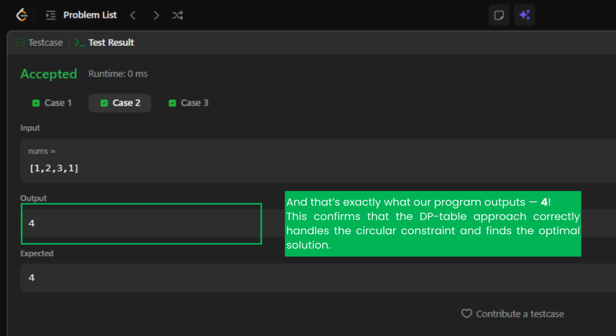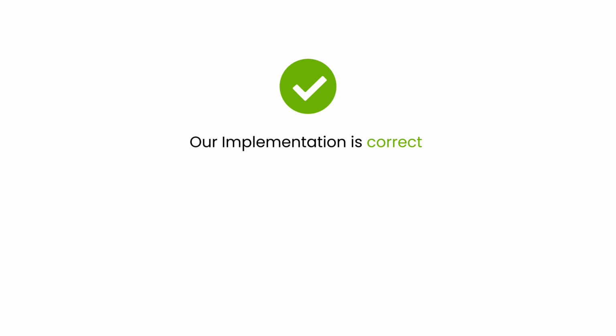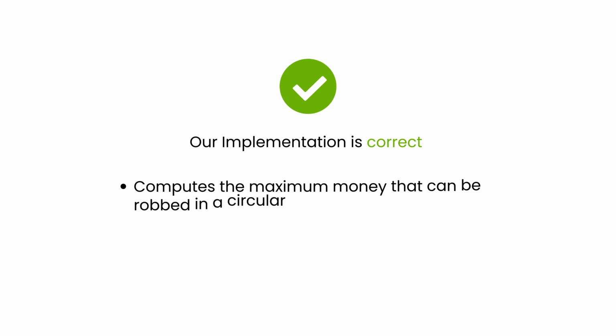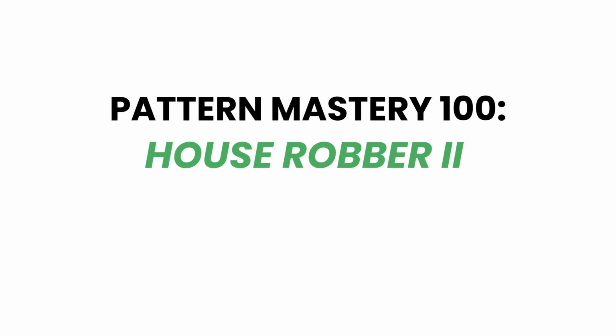This confirms that the DP table approach correctly handles the circular constraint and finds the optimal solution. Wrap up. So, our implementation is correct. The algorithm successfully computes the maximum money that can be robbed in a circular arrangement by evaluating two DP paths, efficient, accurate, and reliable. House Robber 2.